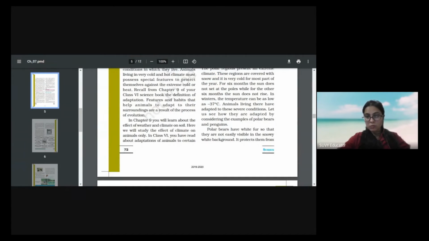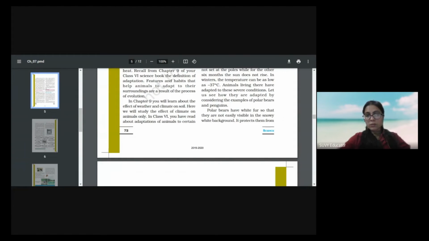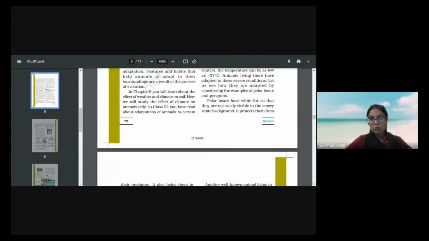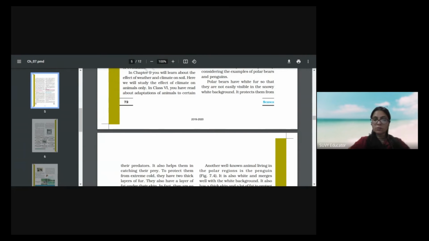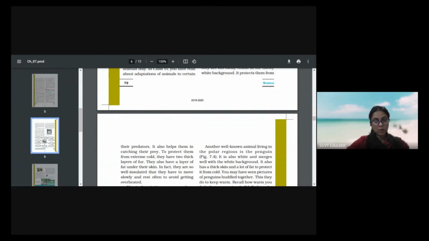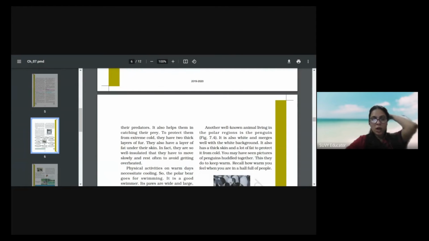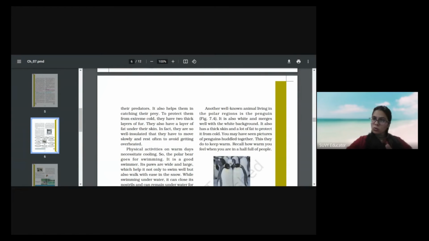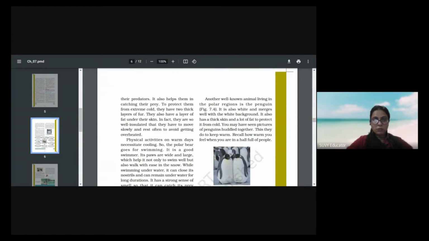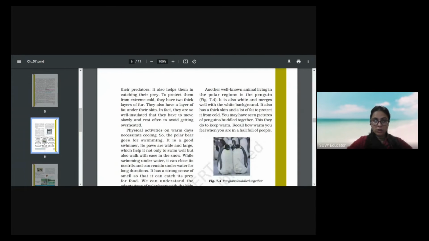Let's see, polar bears, as I have told you, have white fur so that they are not easily visible in the snowy white background. It protects them from their predators. It also helps them in catching their prey. To protect them from the extreme cold, they have two thick layers of fur. Do you really think that these polar bears can live in the desert region? Never. They also have a layer of fat under their skin. In fact, they are well insulated. They have to move slowly.